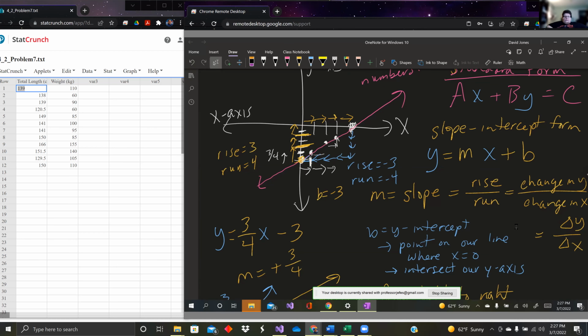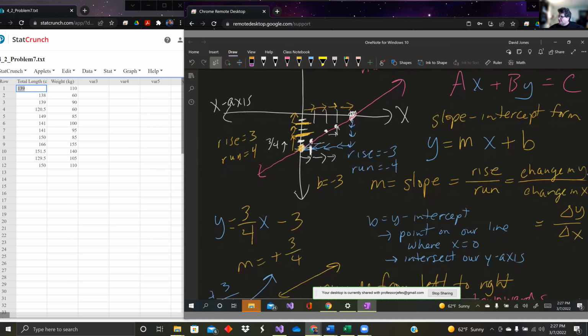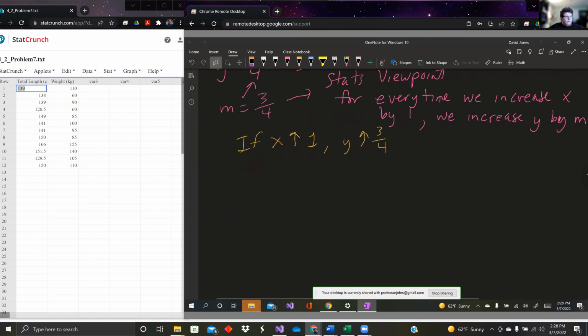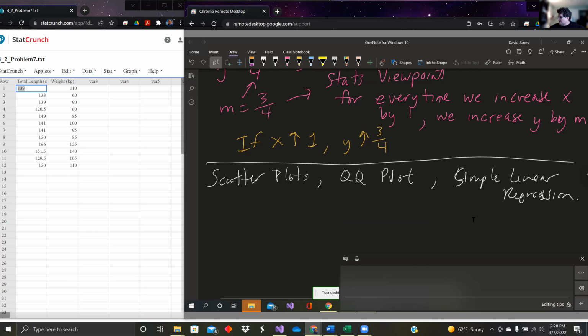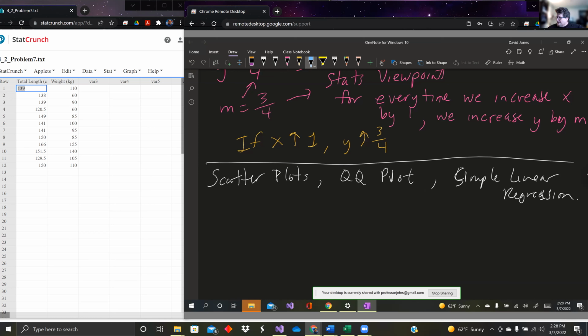Okay, so where does this come into play in statistics? A couple things we'll look at. We're going to look at scatter plots over the next couple sections. We're going to look at the QQ plot. And we're going to look at simple linear regression. So to do the scatter plot, I'm going to do it right now. This isn't where I was planning on talking about it, but scatter plots is graph and then scatter plot.